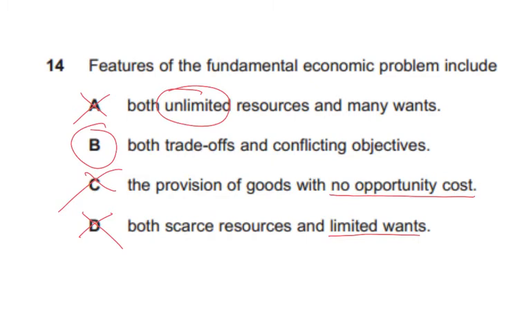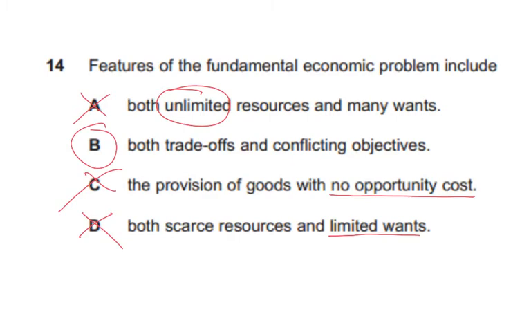And conflicting objectives is another problem, another part of the fundamental economic problem, where basically people compete with one another in order to get those scarce resources. So that one was not immediately obvious, and a very good example of some multiple choice questions where, although the exam board is not setting out to trick you, you do have to be very, very careful and make sure you read absolutely the words which are written.